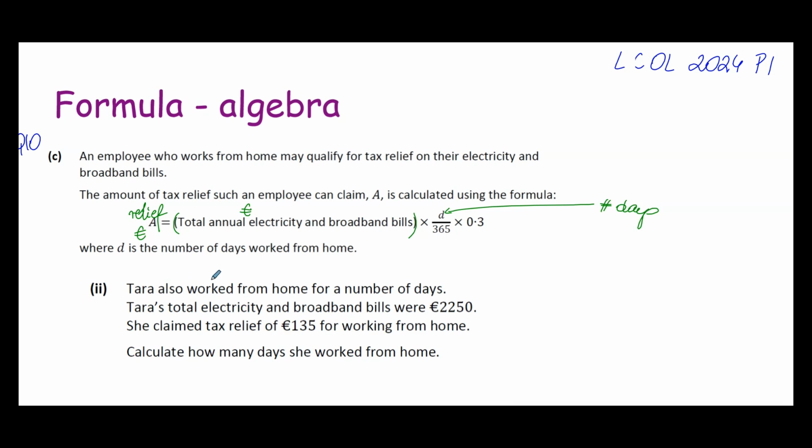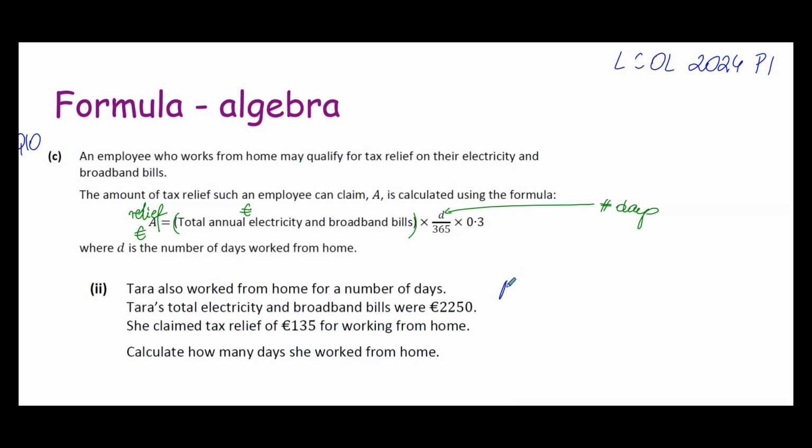Okay. Tara also worked from home for a number of days. Tara's total electricity and broadband bills were 2,250. She claimed tax relief of 135 for working from home. Calculate how many days she worked from home.